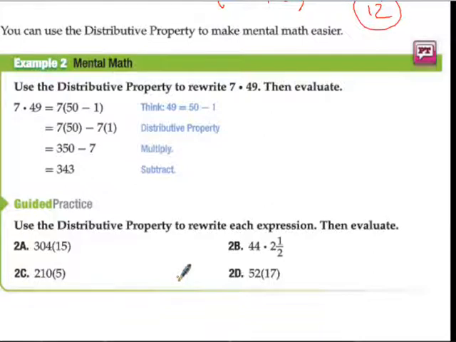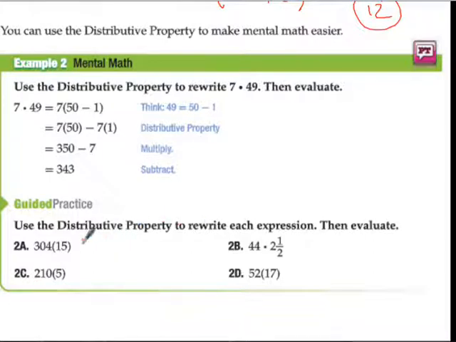Go ahead and try these. See if you can get answers to 2A, B, C, and D without writing anything down and without your calculator, okay? See if you can get answers there without writing anything down and without your calculator. Go ahead and pause the video and get some answers.